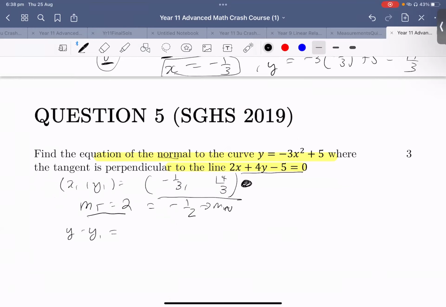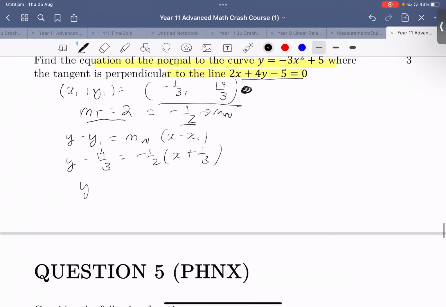y minus y1 is equal to m normal, x minus x1. y minus 14 on 3 is equal to minus a half, x plus 1 on 3. So that's going to give us half x minus the 6 plus 14 on 3, or the 6 here. Which gives us a nice equation of y equals minus half x plus 9 on 2. Final equation.